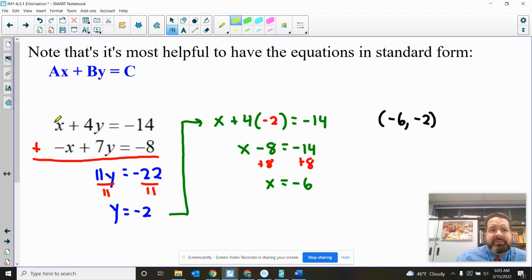All right, let's give it a check. So if I put negative 6 in the x spot, negative 2 in the y spot, negative 6 minus 8, negative 14, that one works. Here it would be 6, because the opposite of negative 6 is just 6, plus negative 14, which is negative 8, that one works too. So we know we've done things right.